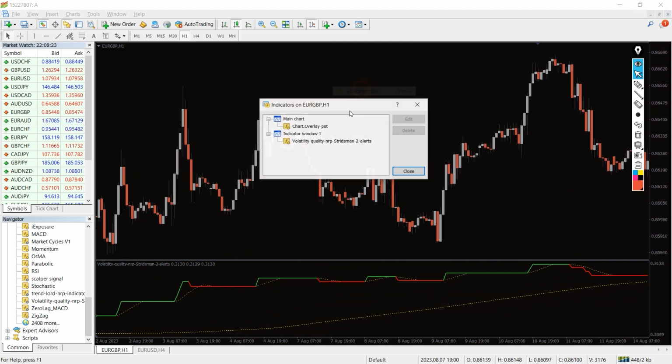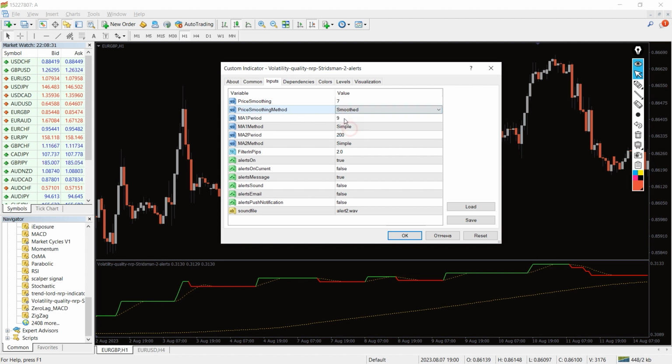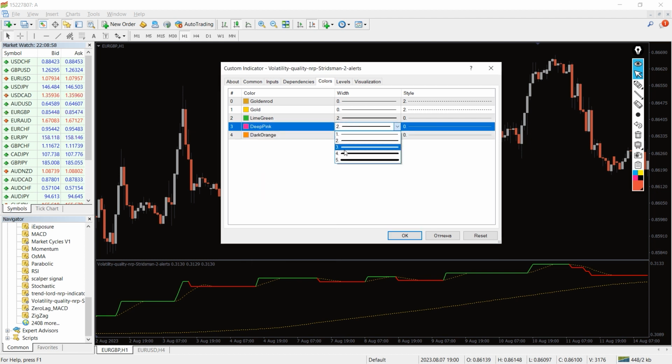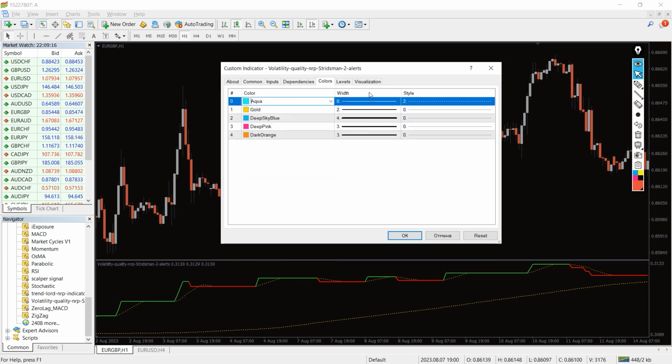In the indicator settings, we can change the MA parameters and filtering settings as well as alerts. And in the colors tab, we can change the colors and thickness of the indicator lines.